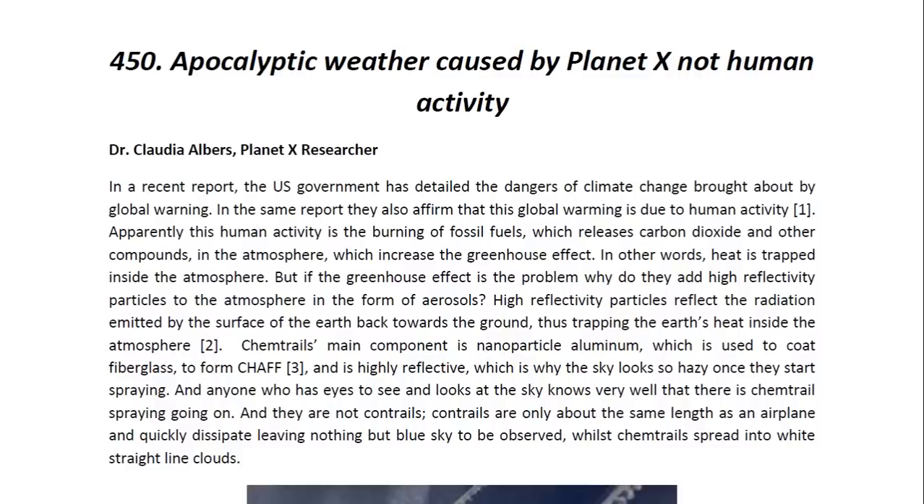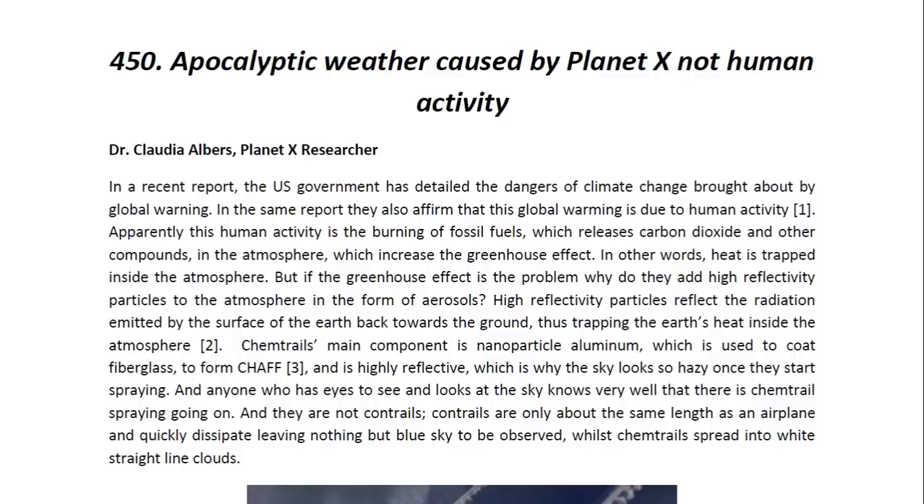But if the greenhouse effect is the problem, why do they add high reflectivity particles to the atmosphere in the form of aerosols? High reflectivity particles reflect the radiation emitted by the surface of the Earth back towards the ground, thus trapping the Earth's heat inside the atmosphere. Chemtrails' main component is nanoparticle aluminum, which is used to coat fiberglass to form chaff, and is highly reflective, which is why the sky looks so hazy once they start spraying.